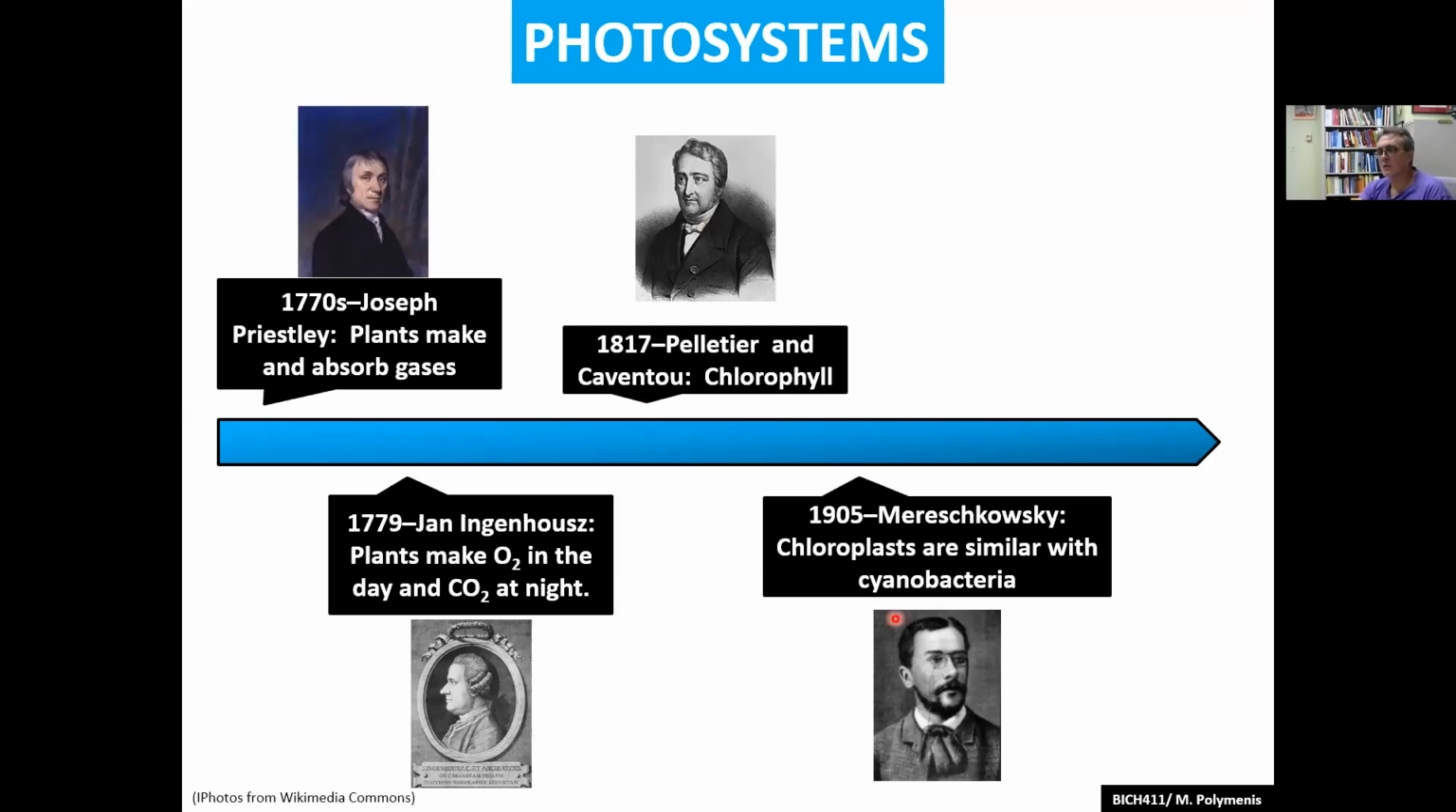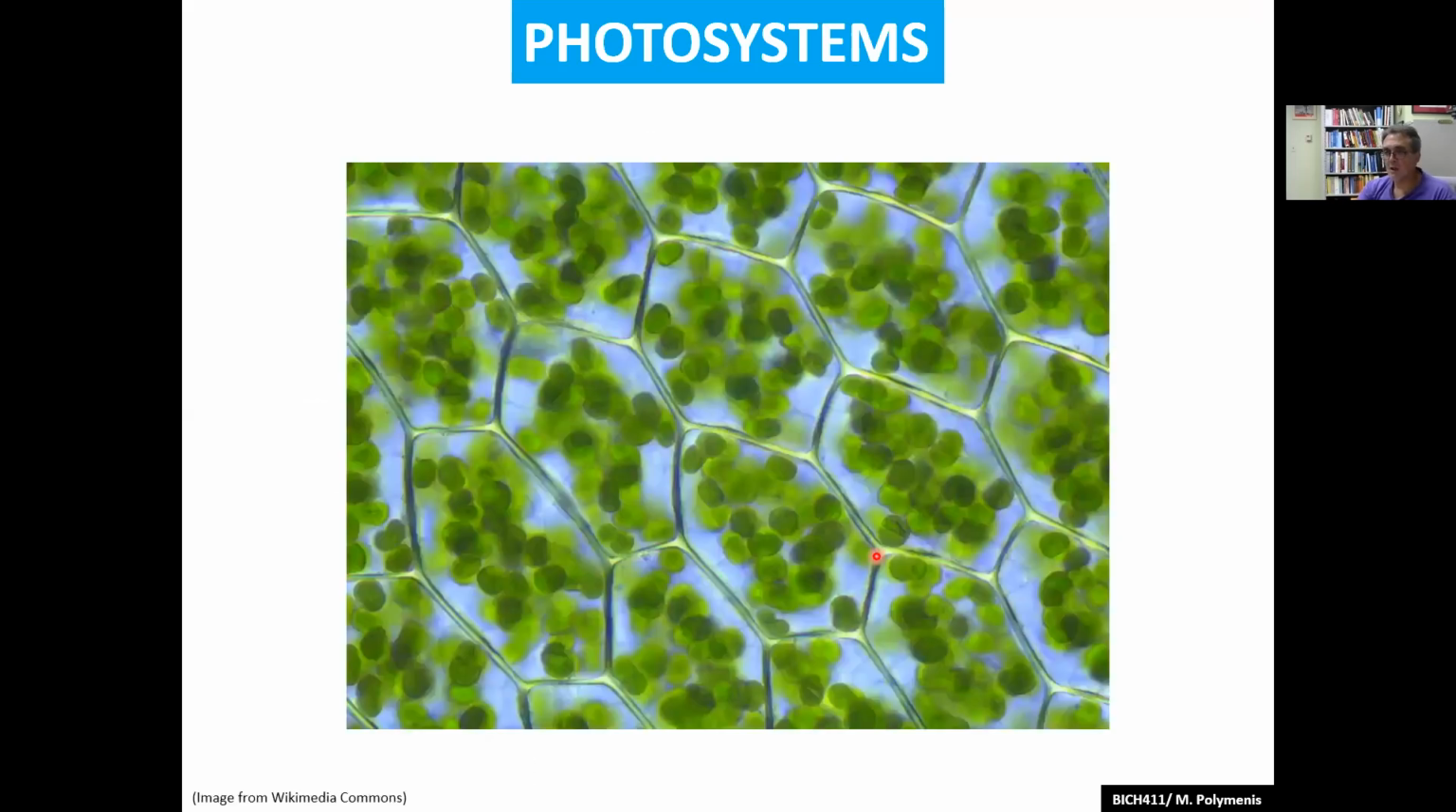It turns out it was discovered almost 100 years after chlorophyll was discovered that chloroplasts in plants are actually similar to cyanobacteria. That's a picture of a cell, and you see the chloroplasts here in the cell. I forgot what kind of cell that was. But these little green things in the cell are where chlorophyll is. And so chlorophyll is in chloroplasts.